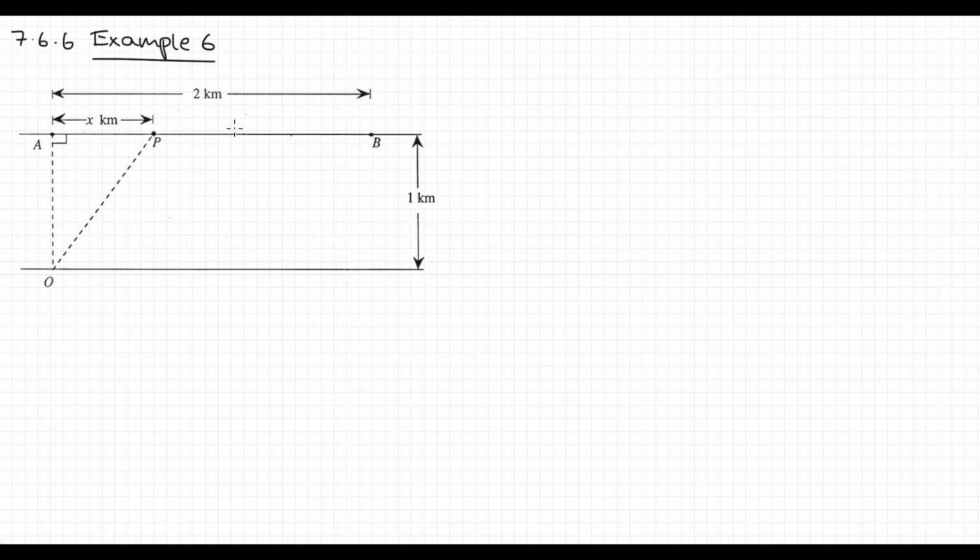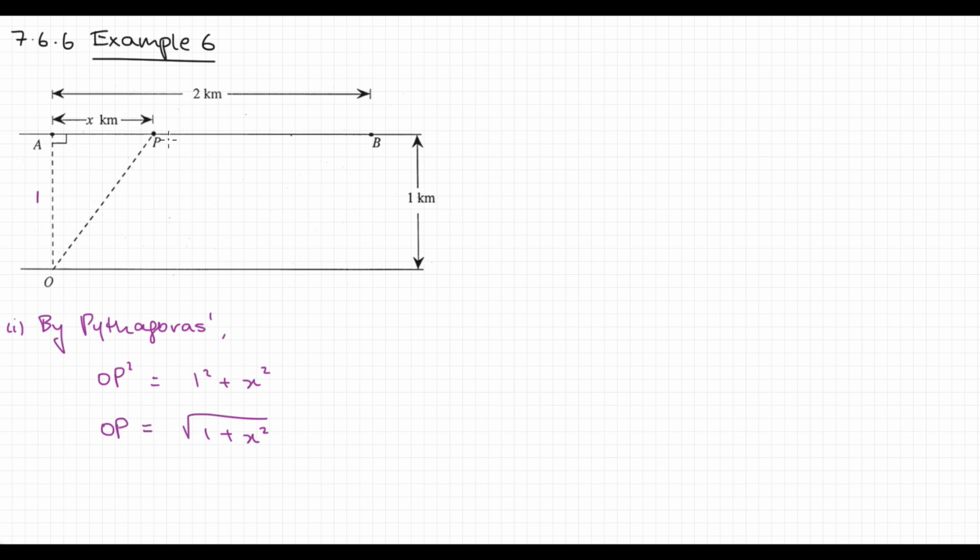So what that means is that if I let the distance from A to P be equal to X, and I know that the river is 1 kilometer wide, so from O to A, that's going to be 1, then the distance from O to P can be found using Pythagoras, right? So this is part 1. By Pythagoras, the distance from O to P squared is equal to 1 squared plus X squared, or in other words, the distance from O to P is equal to root 1 plus X squared.